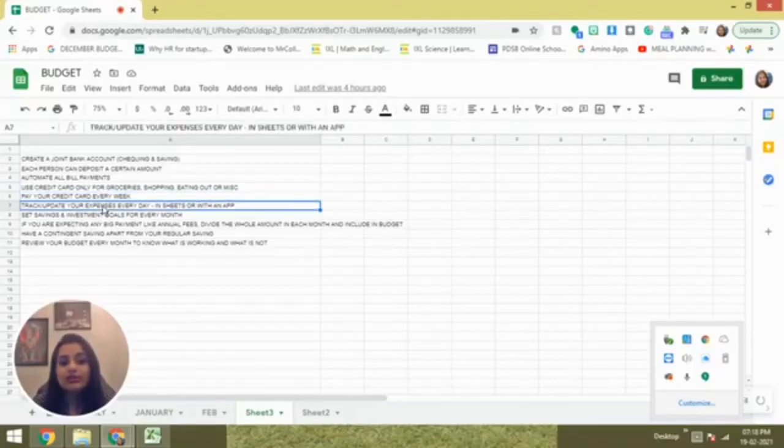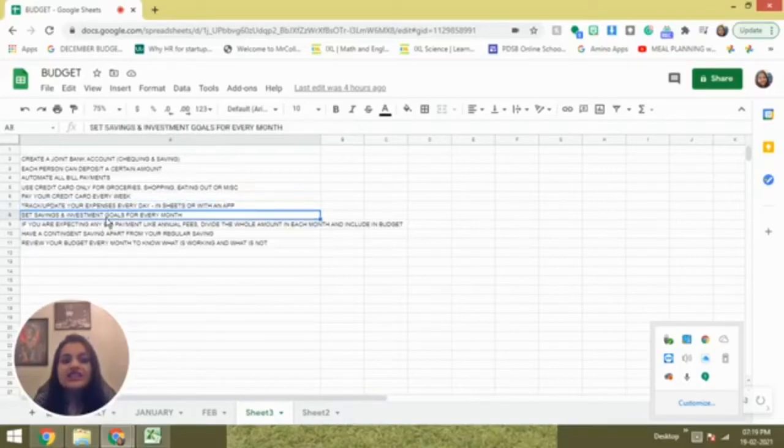Track or update your expenses every day. It applies to both of the parties. For example, me and my husband. I go and shop around in Dollarama for $20. He shops in Tim Hortons for some $5. We both, through our accounts, since the Google Sheet is shared, are able to update it on the same day or in the week, so that the accounts are matched and up to date.